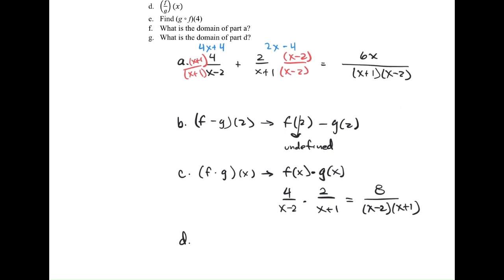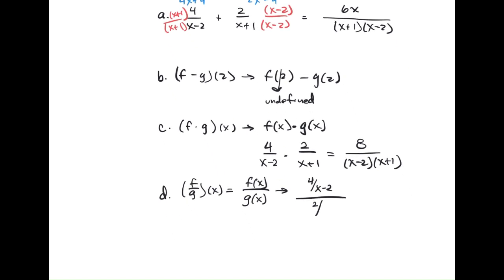Okay, part D. F divided by g of x is f of x divided by g of x. So f of x divided by g of x is the same thing as a multiplication problem. Multiply it by the reciprocal of the denominator, and then multiply straight across.